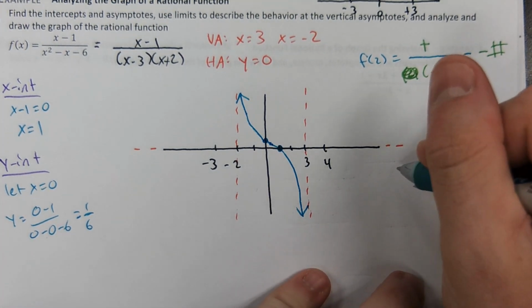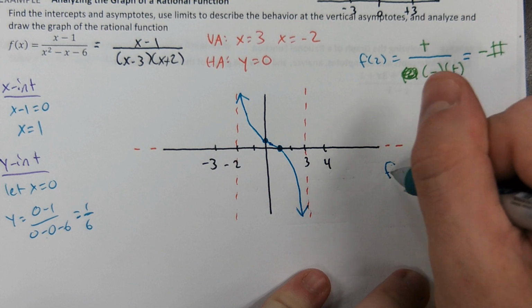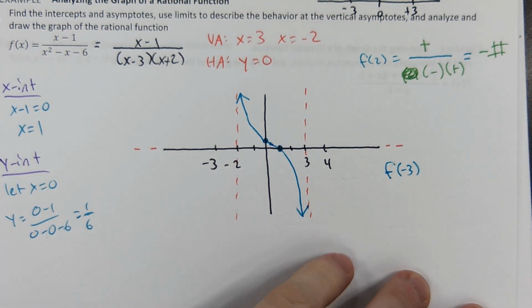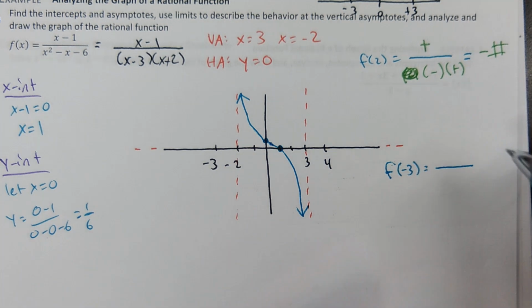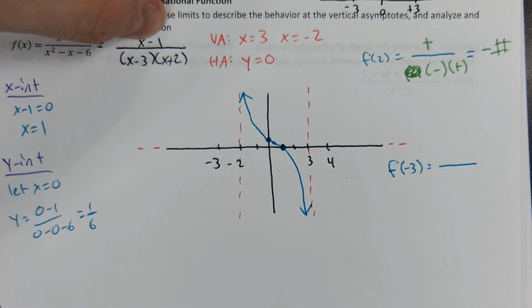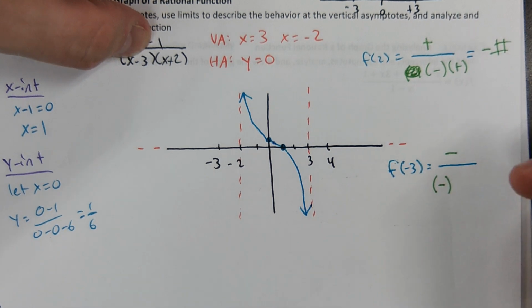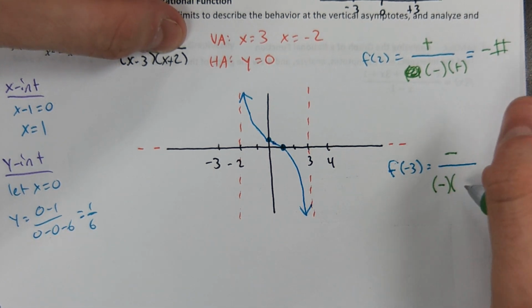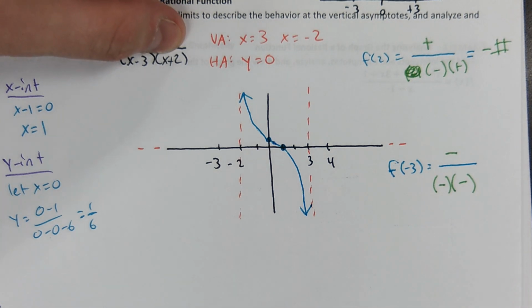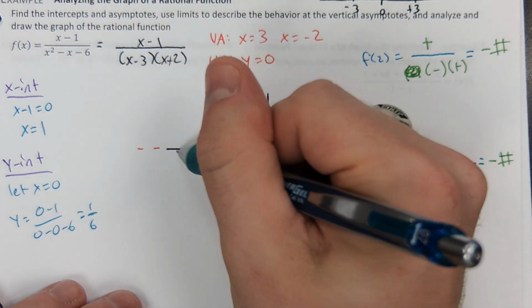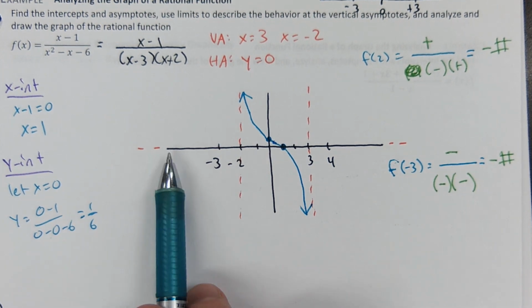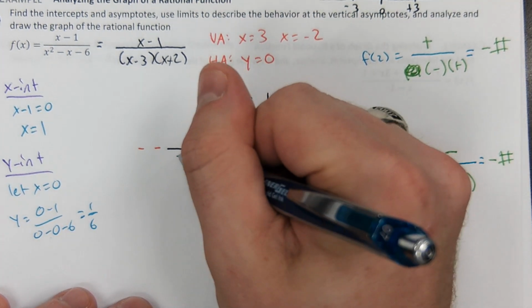Let's figure out what's going on at x equals negative 3. Again, I don't care about the actual number. All I care about is the symbol. Negative 3 minus 1 is negative. Negative 3 minus 3 is negative. And negative 3 plus 2 is negative. Resulting in 3 negatives gets me what? Negative. Under the x-axis. And the only way I can be under the x-axis and infinitely close to this line and this line is to get a shape like this.